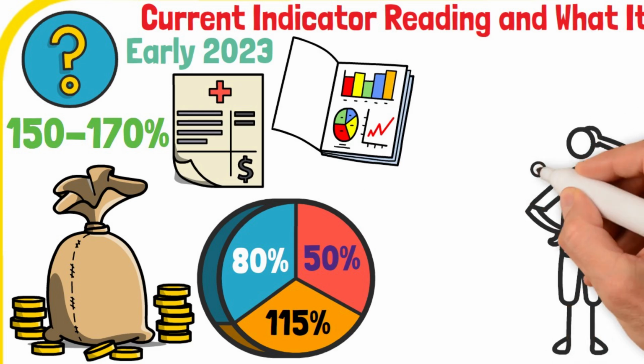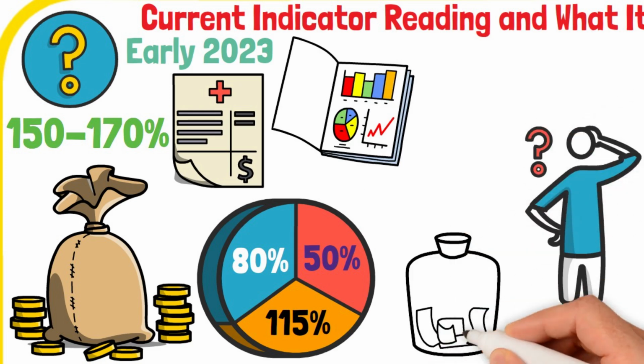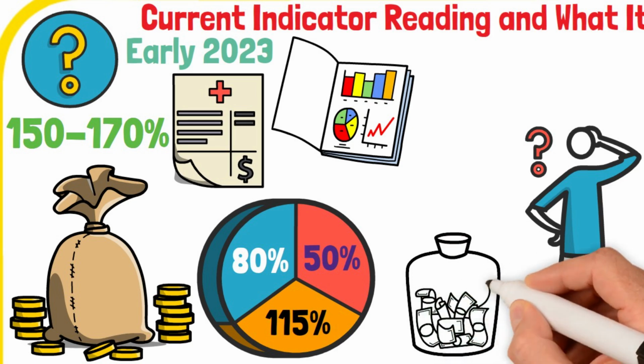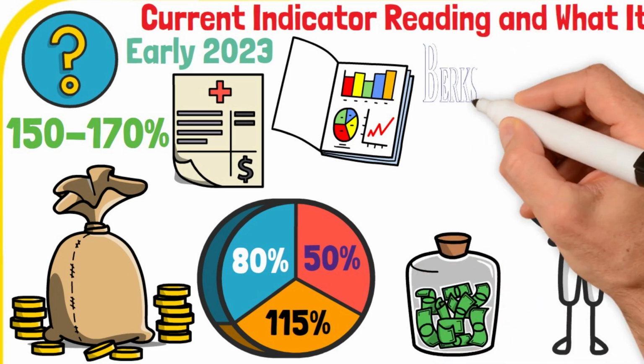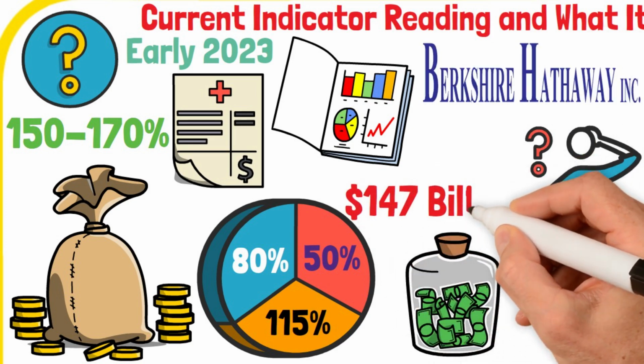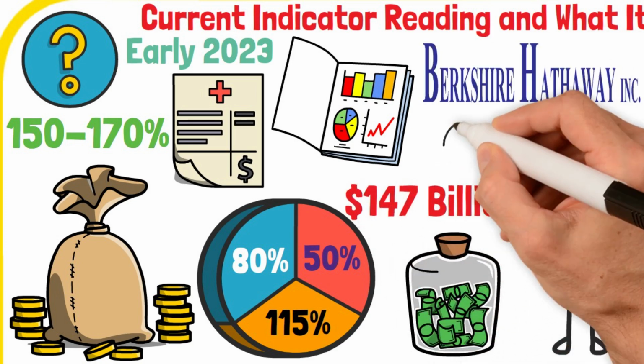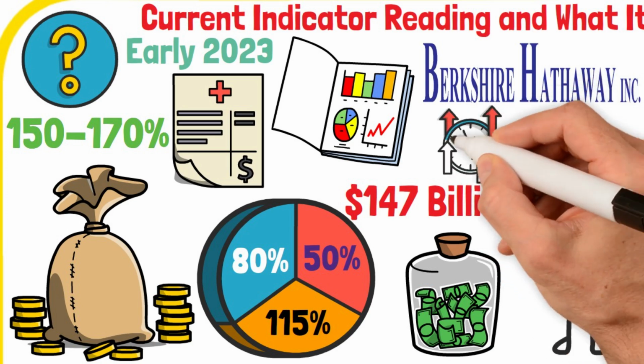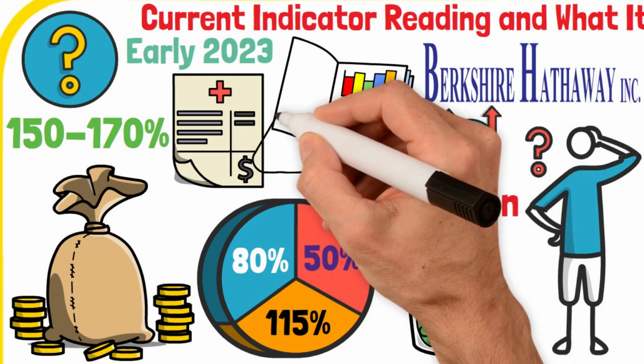What does this mean for your investments? Well, Warren Buffett's cash position tells us something important. Berkshire Hathaway has been holding record amounts of cash, over $147 billion as of recent reports. That's extraordinary cash restraint in a high inflation environment, suggesting Buffett sees significant market risk.